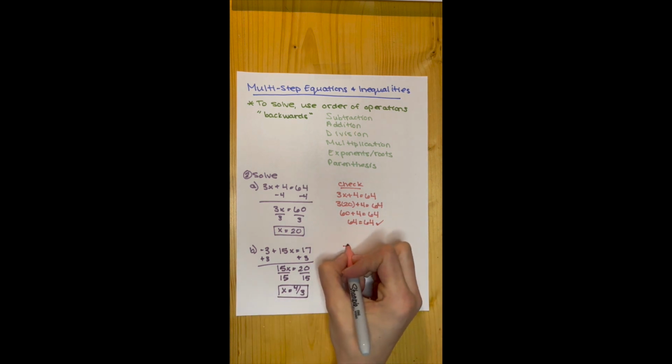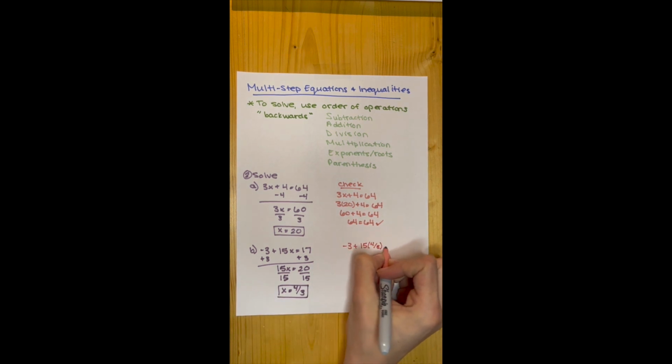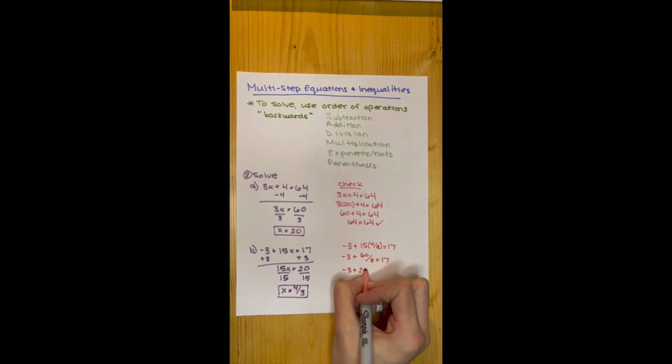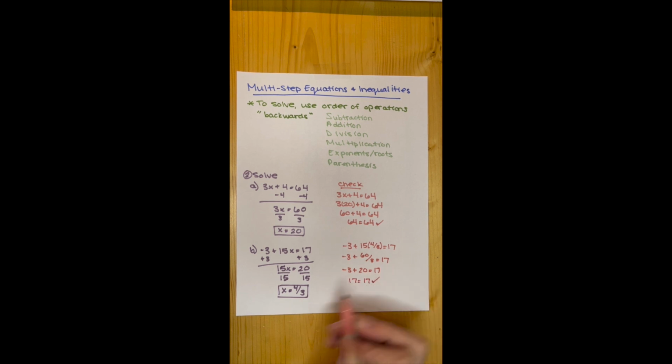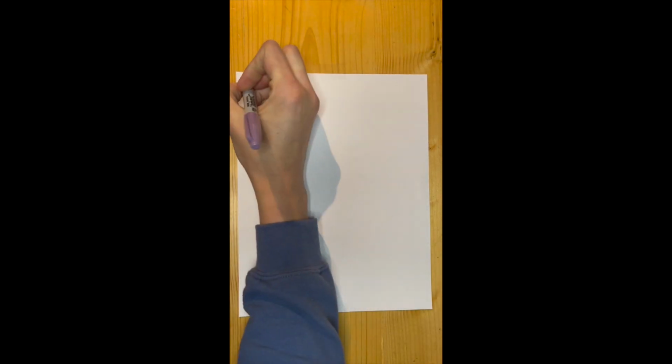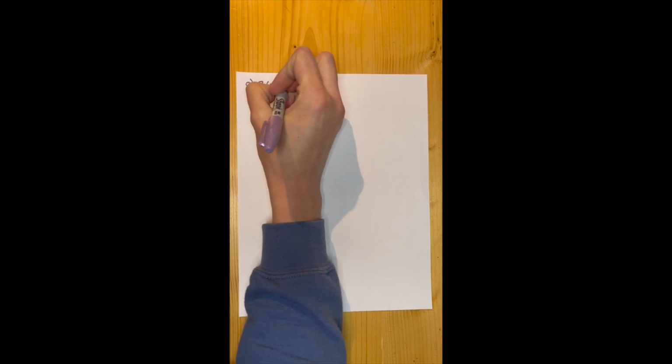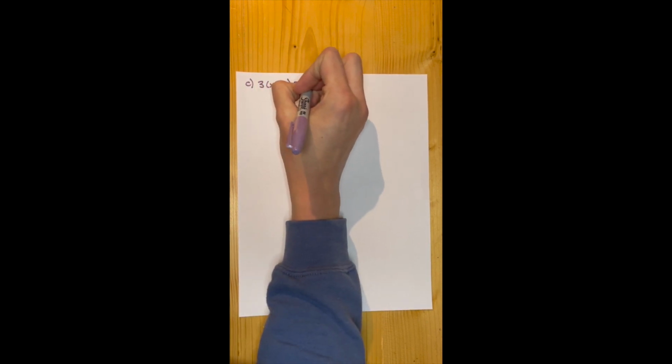So in our check here, we've got -3 plus 15 times 4/3 equals 17. We get 60 over 3, which is 20. -3 plus 20, 17 equals 17. Check. For letter C here, we have 3 times x minus 9 equals 15.